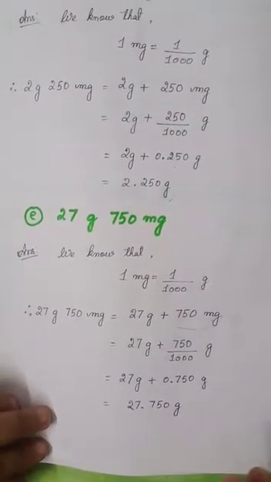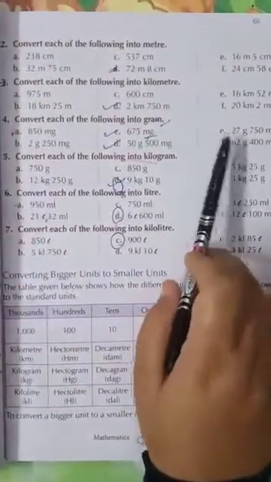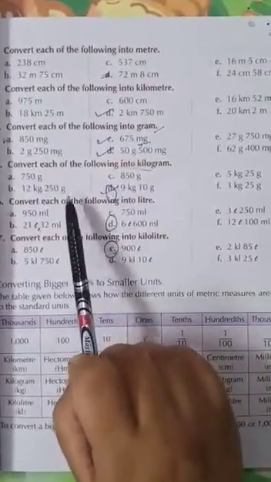Okay children, I hope you have understood this. So the rest of the questions of number 4 can be completed by you at your home. Now we can move to our next question, number 5.